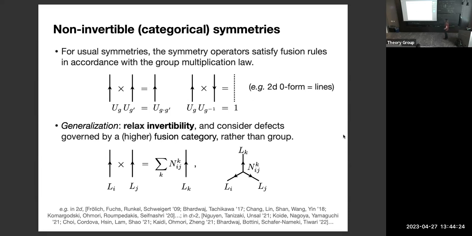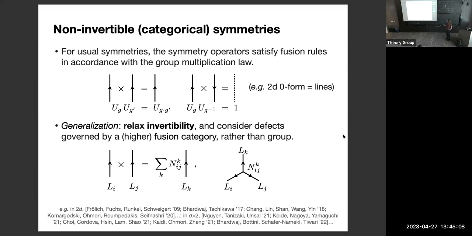And so this sort of discussion leads to a very natural generalization, which is to relax the requirement for invertibility in this group structure and consider defects that are governed by, instead of a group, a fusion category or a higher fusion category, depending on what dimension I'm in and what sorts of operators I'm considering. And so basically, I still have other things I like, associativity, but I've lost the requirement of invertibility of the defect operators.